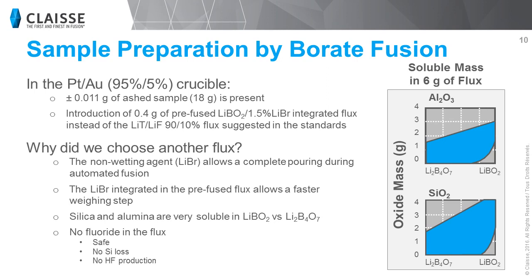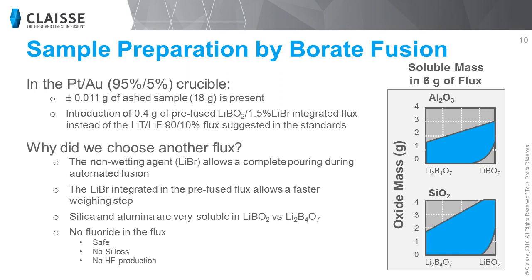We use the lithium metaborate lithium bromide flux because silica and alumina have a higher dissolution capacity in lithium metaborate than in lithium tetraborate. Also, the Claisse prefused lithium borate flux allows the complete pouring of the sample during the automated fusion process, thus helping to save time.